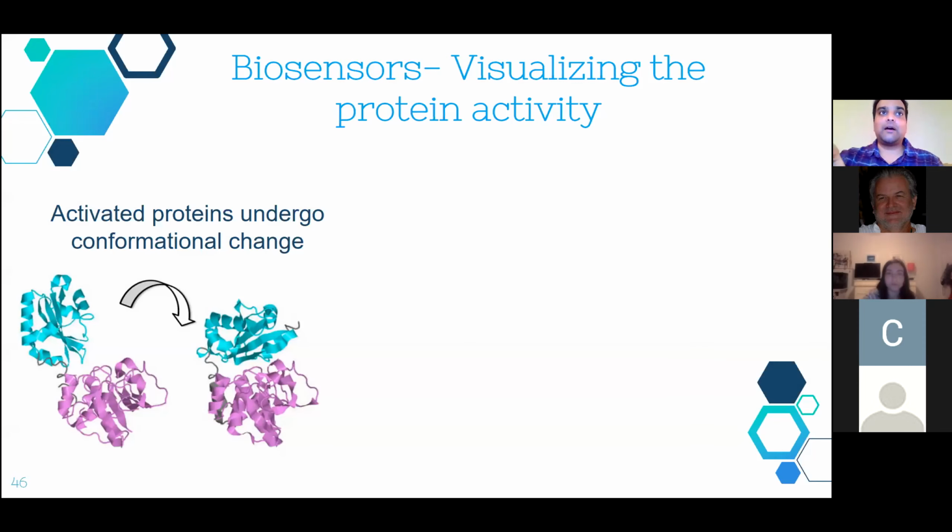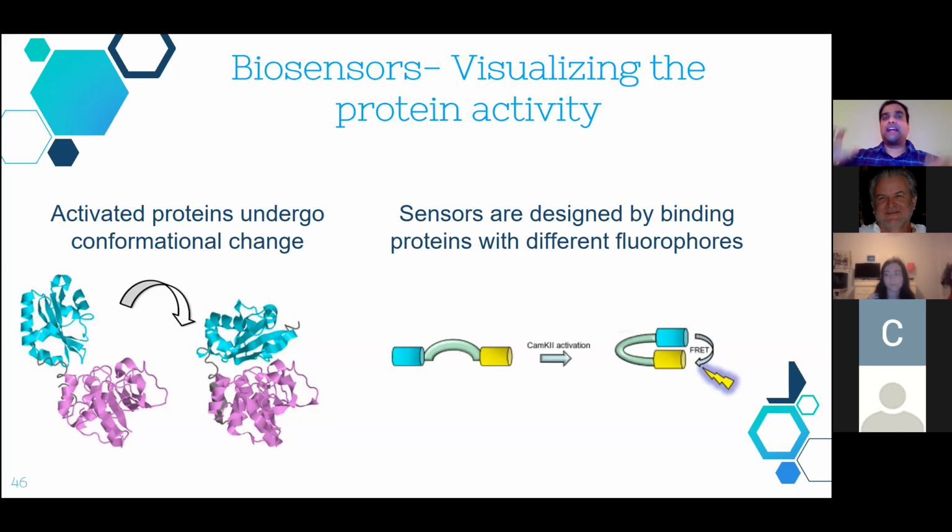This is the last part. We developed something called biosensors to visualize protein activity, and they are based on the conformational change that occurs in the protein. What we do, in very simple terms, is attach different fluorophore pairs to the proteins, and we then detect how close or how far these fluorophores are during the conformational change.